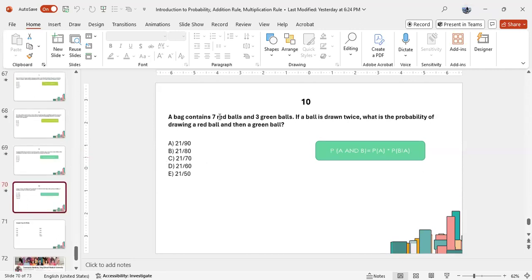Last MCQ, a bag contains 7 red balls and 3 green balls. If a ball is drawn twice, what is the probability of drawing a red ball and then a green ball? Remember that no replacement was done. Option set is A 21 by 90, B 21 by 80, C 21 by 70, D 21 by 60, or E 21 by 50. This is the formula. Probability of A and B equals probability of A times conditional probability of B given A. It's a little bit tricky.